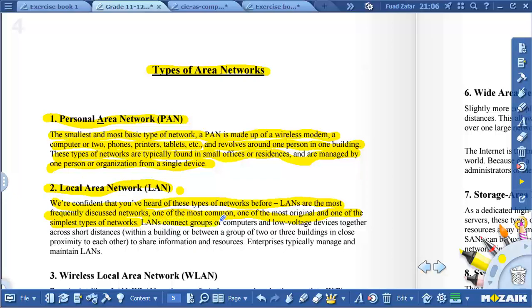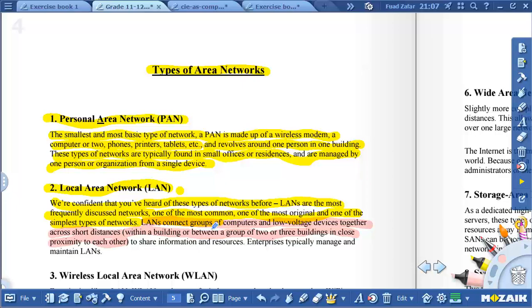LAN connects. Role of a LAN is what? LAN connects groups of computers and low voltage devices together across a short distance within a building, or between two or three buildings in close proximity to each other. Now here let me explain. That means it could be in one room. You can connect more than one computer. You have, for example, 6 to 7 computers as we have in our computer lab. It's been connected, and then it could be between two buildings, but they should be close to each other.